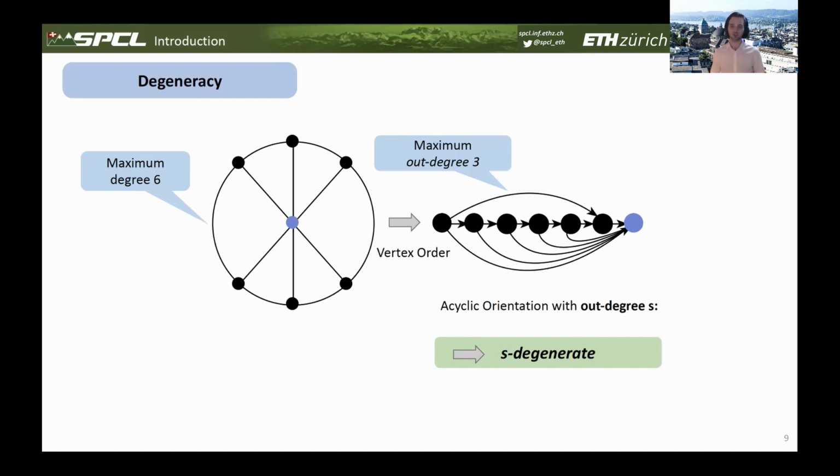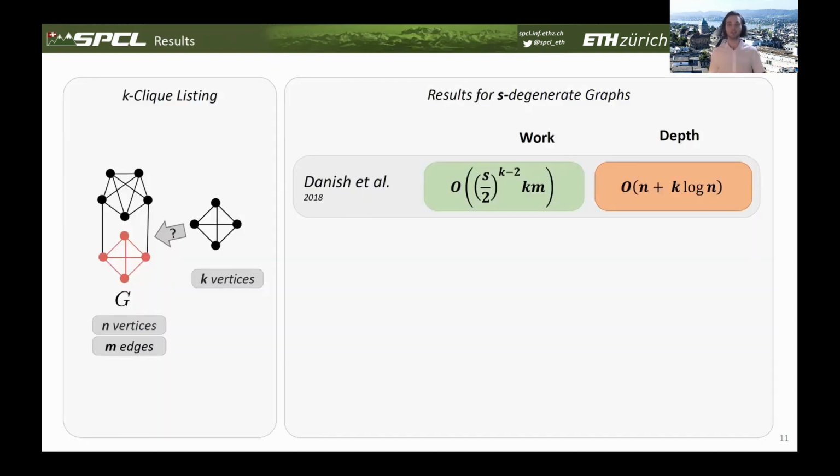Now, if we can construct such an acyclic orientation with out degree s, we say the graph is s-degenerate. And this is somehow a generalization of having a small degree. We can immediately conclude 2 things. First of all, an s-degenerate graph does not contain an (s+2)-clique. And moreover, these graphs are sparse, meaning that an s-degenerate graph with n vertices has O(sn) edges. We are ready to consider our results for s-degenerate graphs.